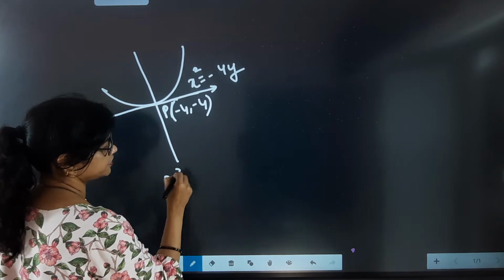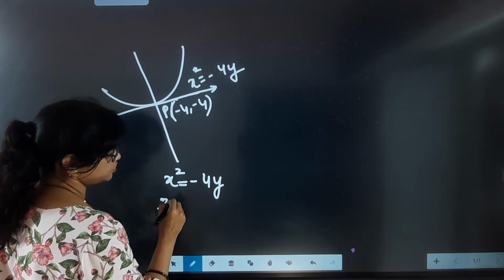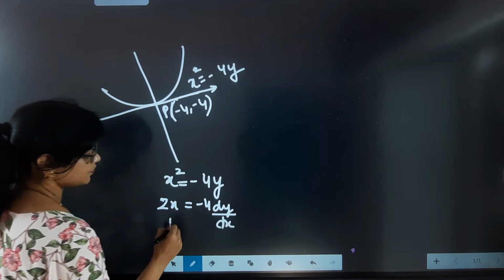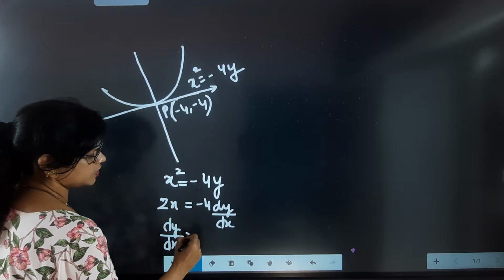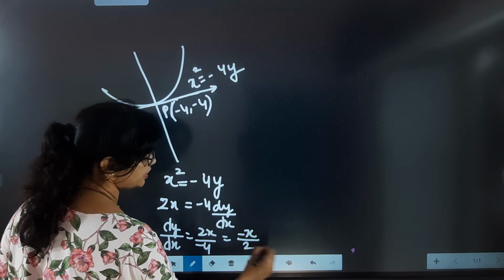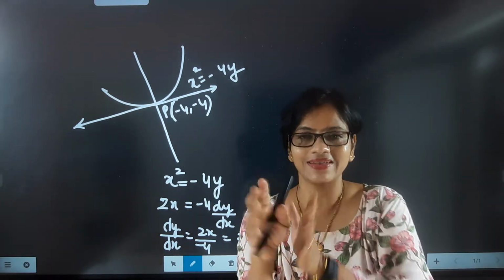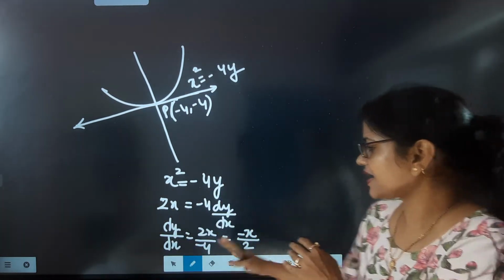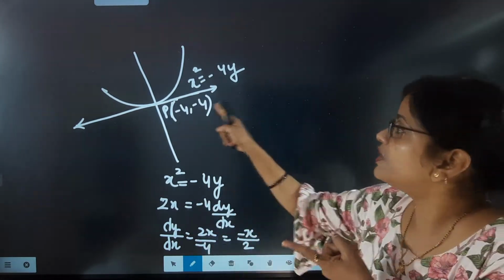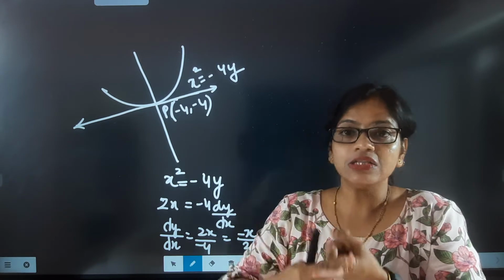First, take the equation of the curve and differentiate it. So 2x equal to minus 4 dy by dx. So dy by dx equal to 2x by minus 4, and that is equal to minus x by 2. Now we got dy by dx, but we have to get the slope at that particular point. And what point are we talking about? We are talking about the point which is common between the tangent, curve and the normal.